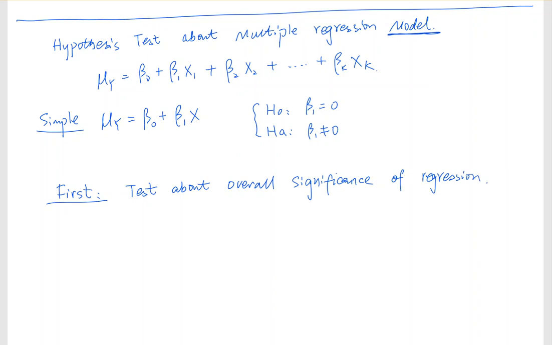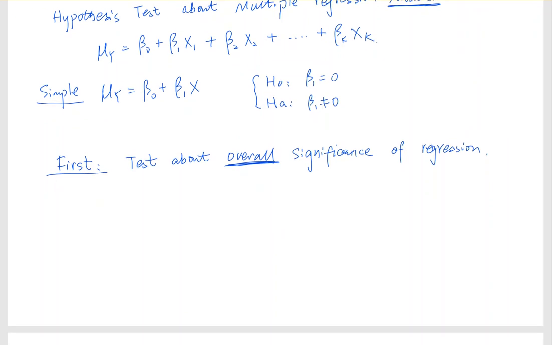All right, so what does that mean? I want to test whether this regression model as a whole makes sense or not. So I want to test the overall significance of the regression. That means it doesn't matter which explanatory variable it is, I just want to test overall whether there is any relationship between the explanatory variables and the response variable.